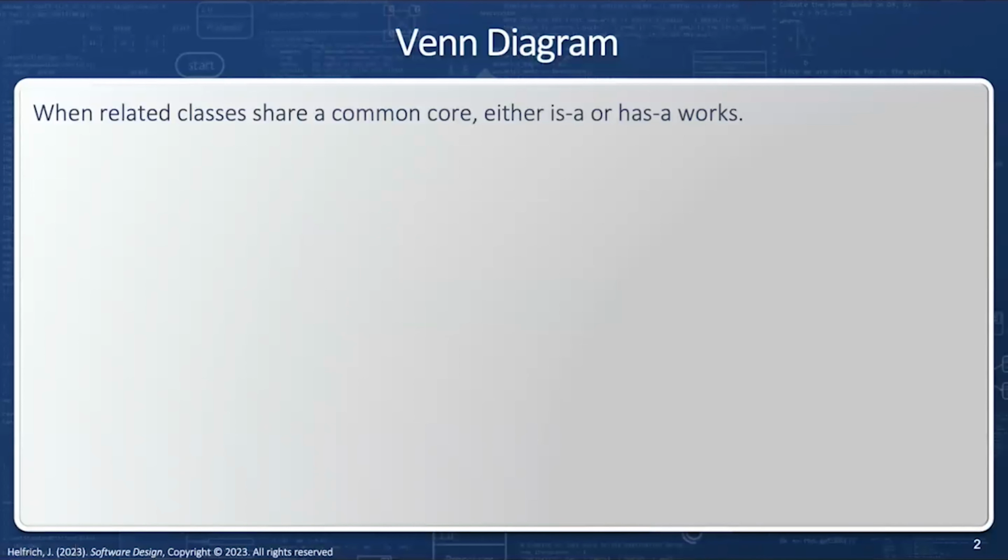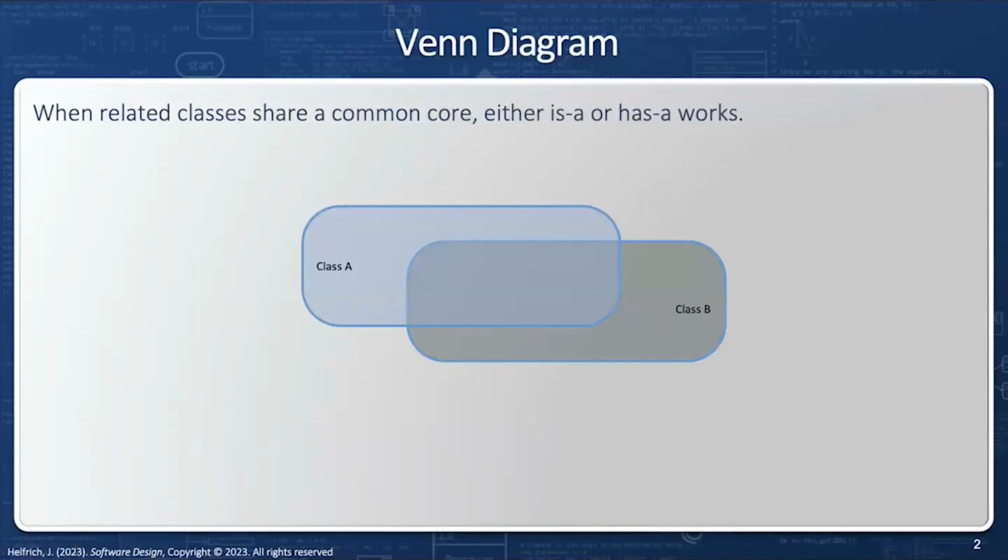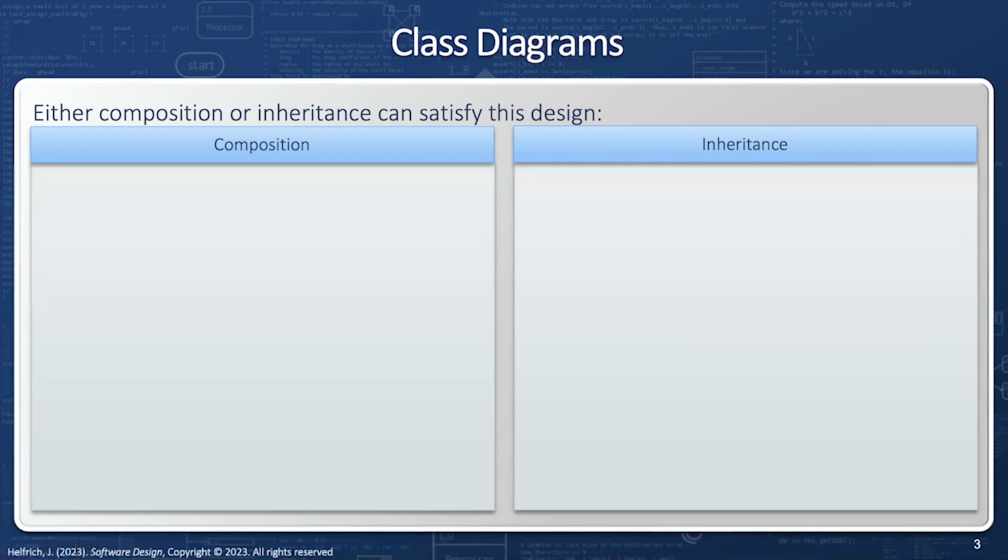When related classes share a common core, either "is a," or inheritance, or "has a," composition, could work. For an example, let's say you have class A and then you have class B. Now the overlap is the common core. We can either use composition or inheritance to solve this problem. So let's look at two class diagrams where either composition or inheritance can satisfy the design.